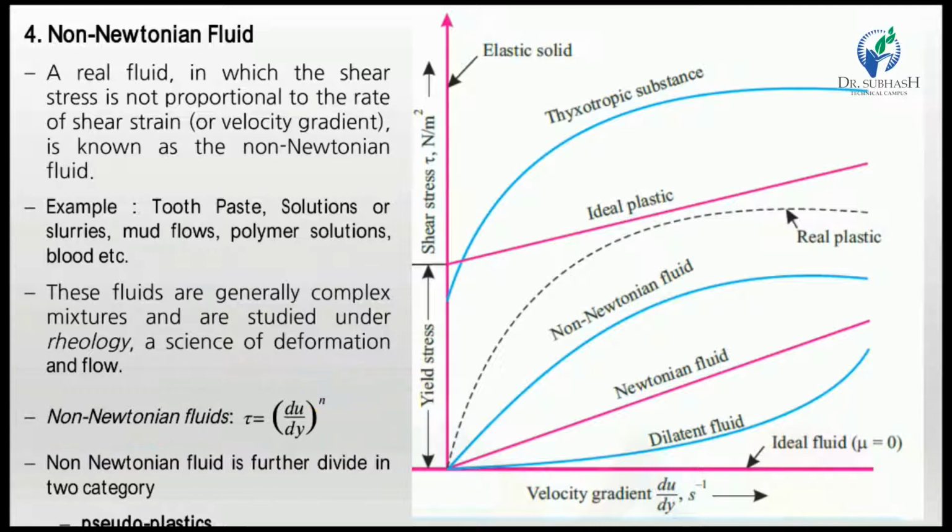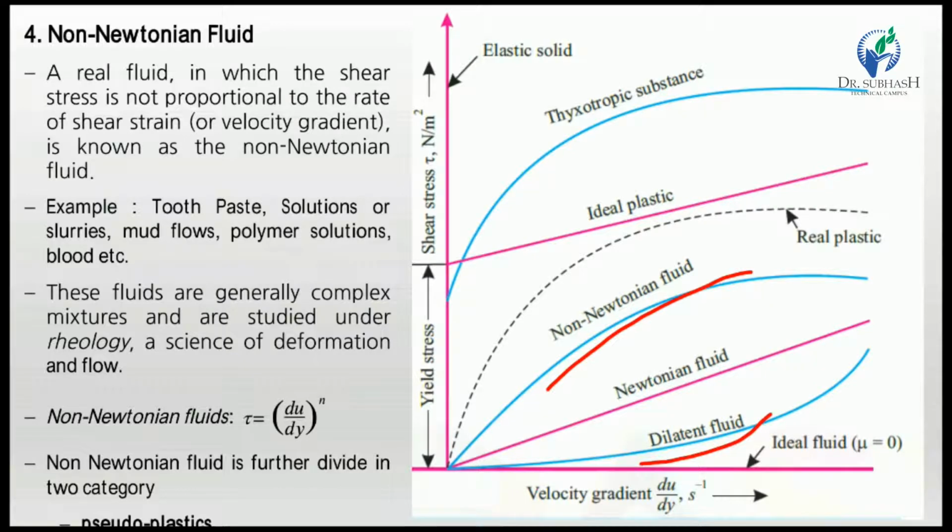So if n is equal to 1, then the fluid is a Newtonian fluid, but in a non-Newtonian fluid, the value of n is less than 1 or greater than 1, not equal to 1. If n is equal to 1, then the fluid is a Newtonian fluid. And n defines the value of the slope of the line. Okay. So non-Newtonian fluid is further divided into two categories. The first one is the pseudoplastic fluid, and the other one is the dilatant fluid.